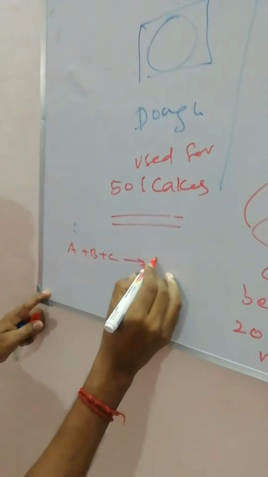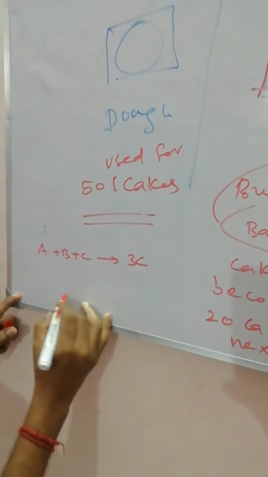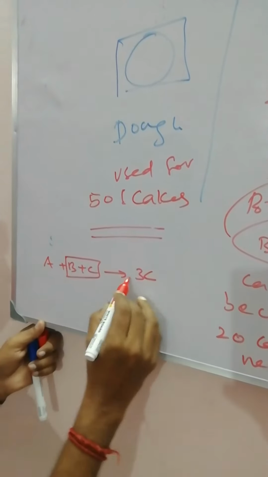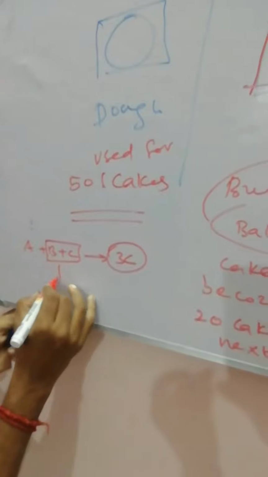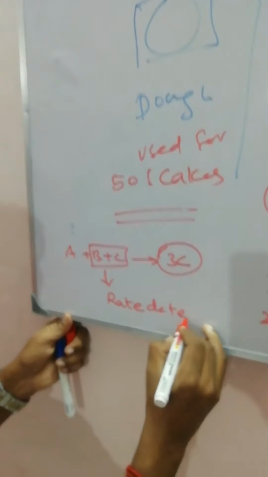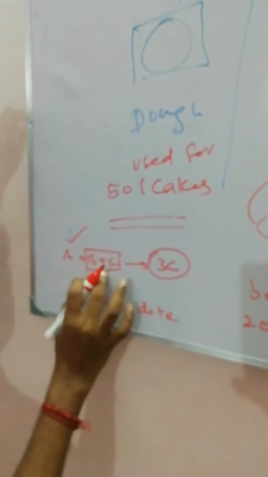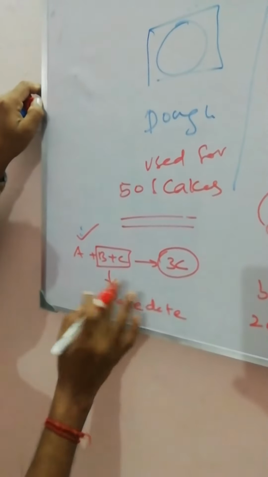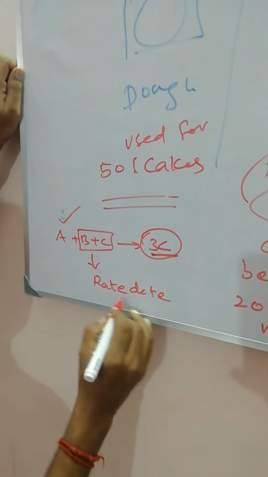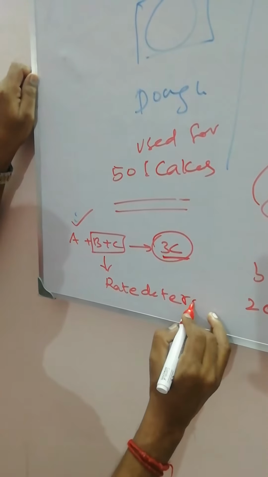Usually A plus B plus C giving product. The concentration of B and C will increase the rate of the reaction. So they are called rate determining. A will not, but actually A, B, C, 3 reactants are there. B and C only increase the rate of the reaction. So B and C undergo the rate determining step.